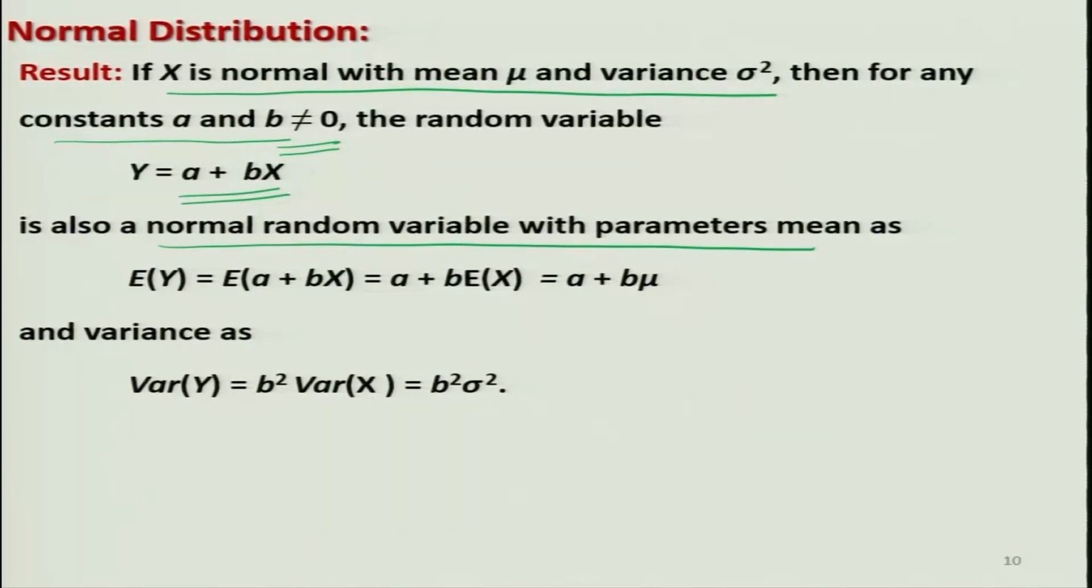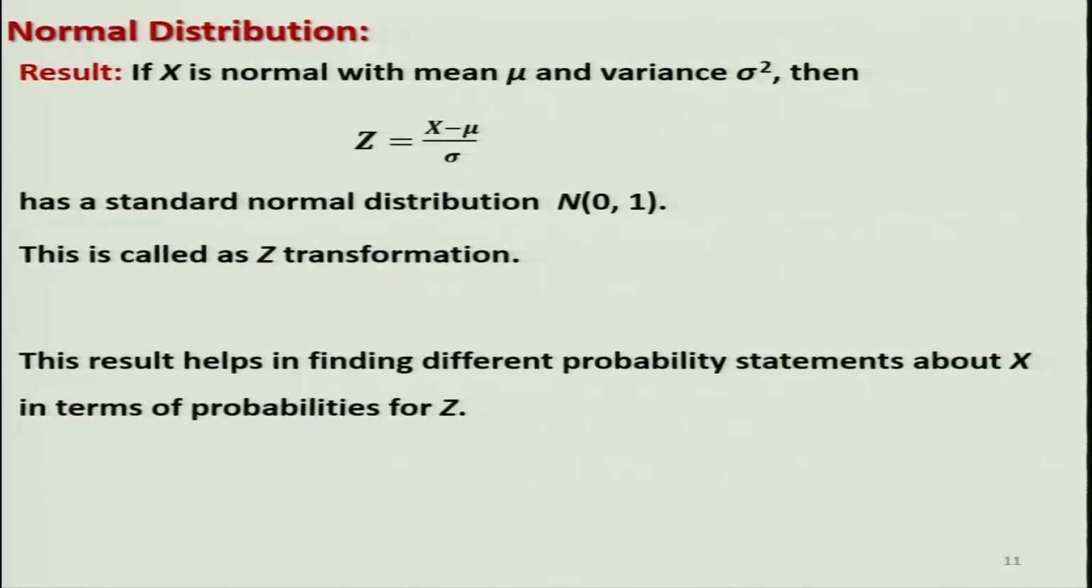Whatever rules you have learned for expectation and variance are going to be useful. The mean of y is the expected value of a plus bx. Since a is a constant, its expected value is a, and b is a constant, so this becomes a plus b times expected value of x, which is a plus b mu. The variance of y is b square into variance of x, which is b square sigma square. You will use such results many times.